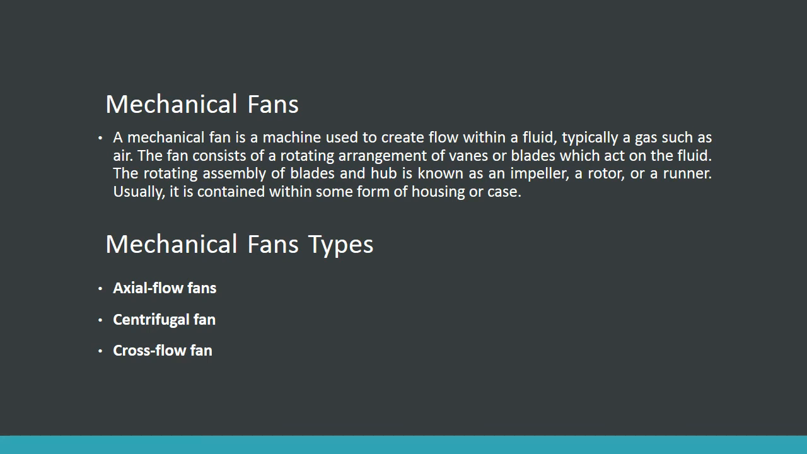Mechanical fans, what are they basically? A mechanical fan is a machine that is used to create flow within a fluid, typically a gas such as air. The fan consists of a rotating arrangement of vanes or blades which act on the fluid. The rotating assembly of the blades and the hub is known as an impeller, a rotor, or a runner. Usually it is contained within some form of housing or a case.